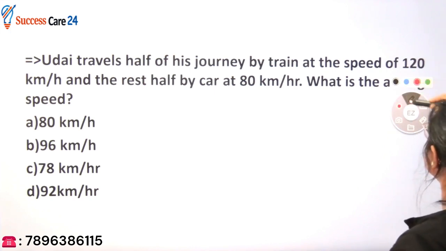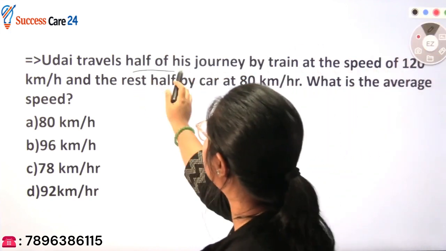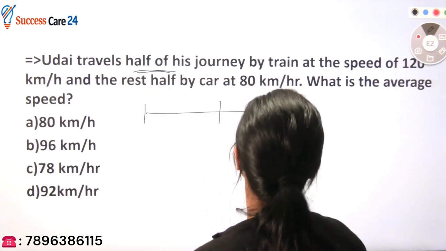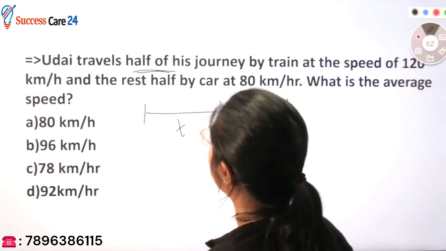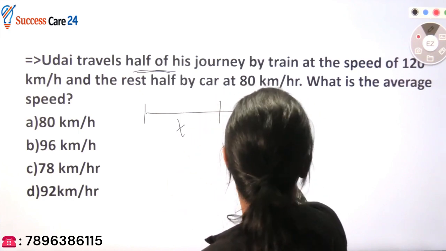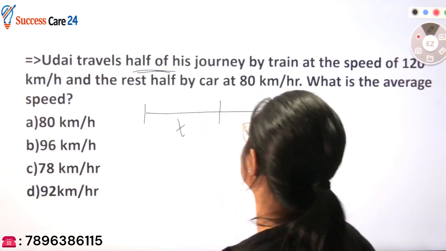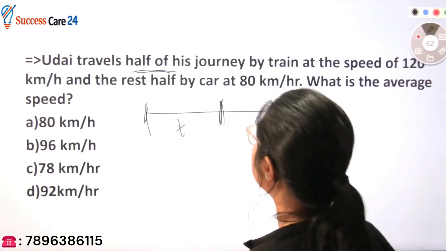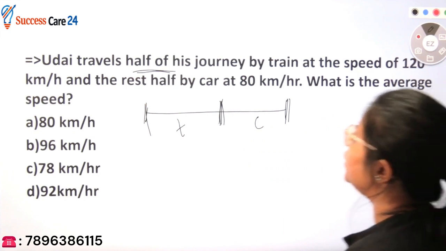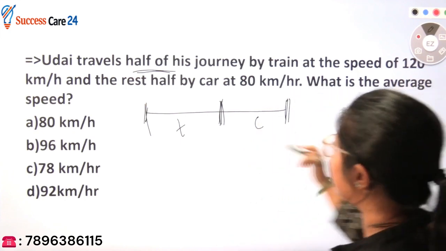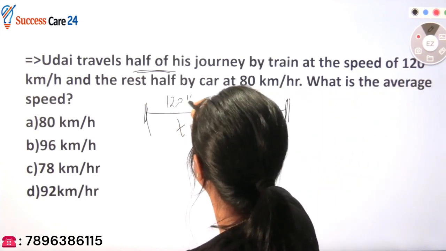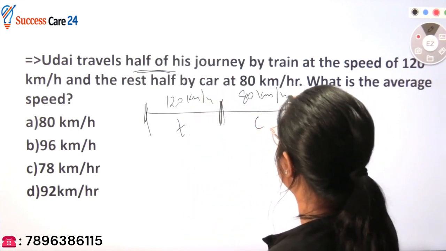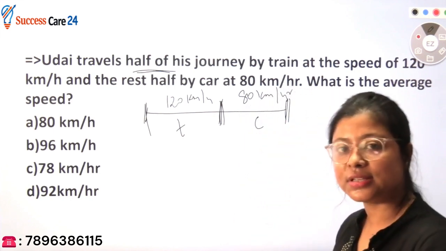We're going to use the formula here, since in the question you are given that Uday travels half of his journey. If this is the whole journey, then half of his journey is covered by train and the other half is covered by car. So that means they are traveling the same distance, isn't it? Since they are traveling the same distance with different speeds, 120 km per hour and 80 km per hour, that is why we can use the average speed formula here.